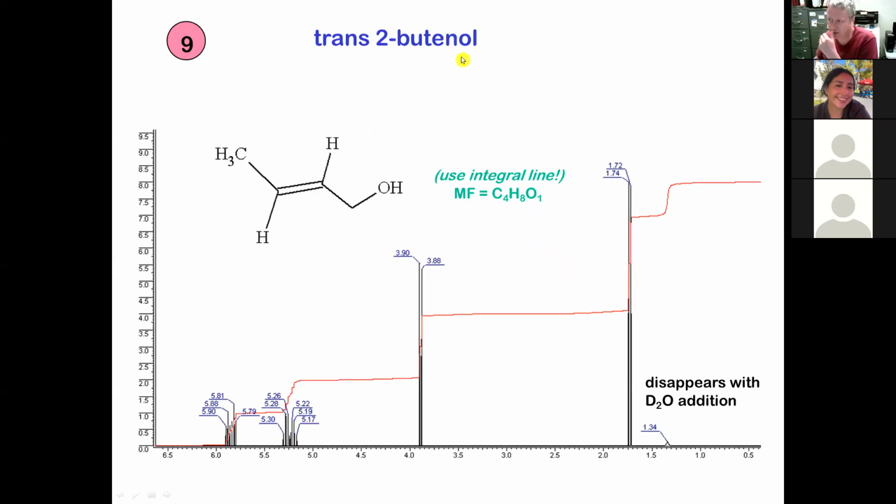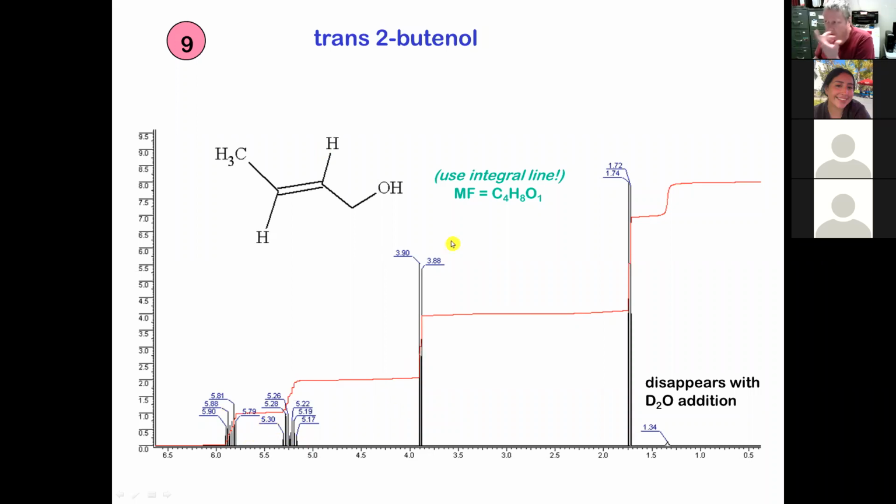Trans-2-butenol. This is a kind of weird molecule. I just want to show it as another example. So these 2 alkene protons are total messes. That's why we have the little forest pattern here. And so we can't really distinguish them very easily.